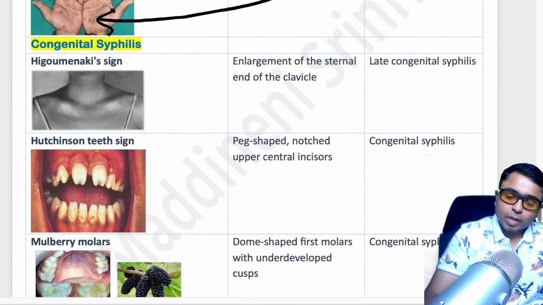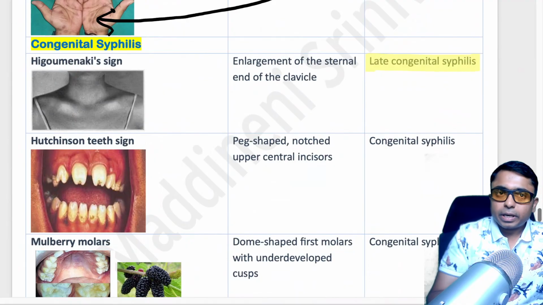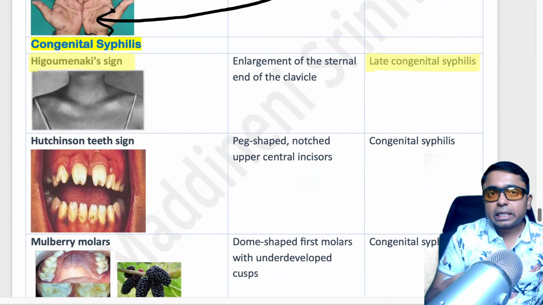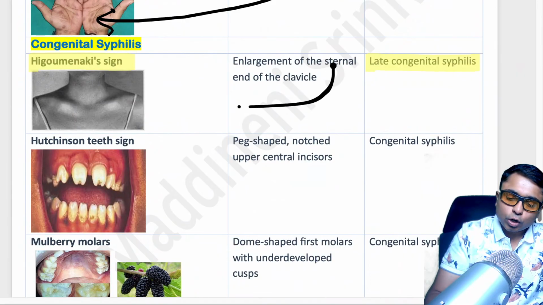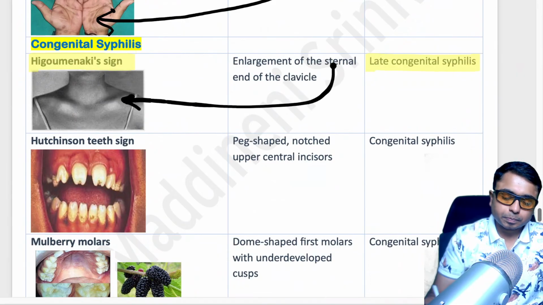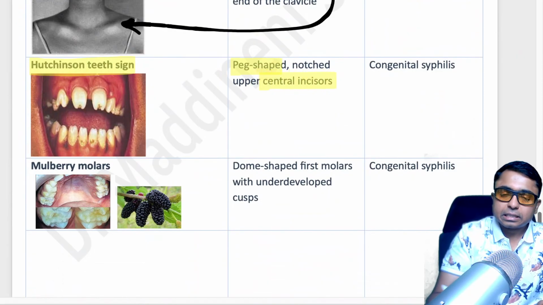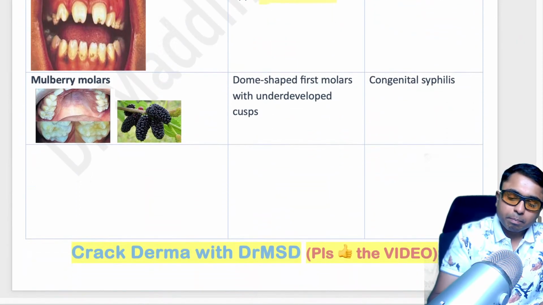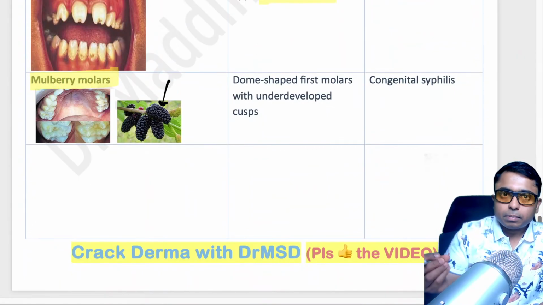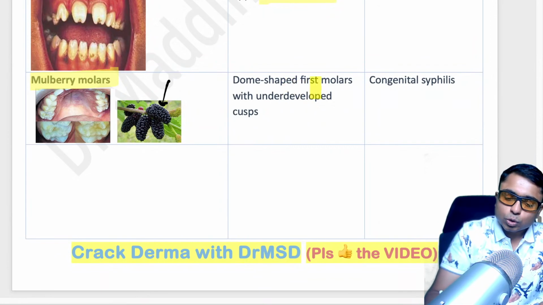Next is congenital syphilis, that too late congenital syphilis. There is going to be a finding called the Higoumenakis sign, where there is enlargement of the sternal end of the clavicle. And I hope all of you know Hutchinson's teeth sign, which is peg-shaped, notched central incisors. This is again in congenital syphilis. And mulberry, I hope all of you know this fruit. Like the mulberry fruit, the molars are going to have so many cusps. So these are called mulberry molars.